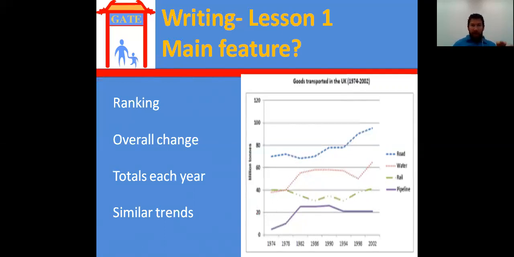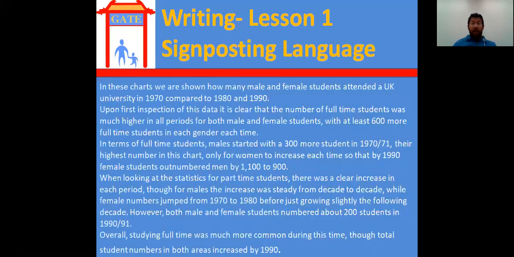We will look more at line graphs and column graphs in our next lesson and look at some other main features. So moving on, I want to look at signposting language. Now, at this point, pause your video, read through this on your own if you like. Okay, I really don't want to see you guys reading this and not listening to me. So if you want to read the whole thing, you can pause it at some point and read the whole thing before we move on.